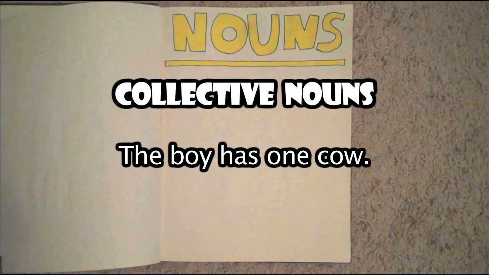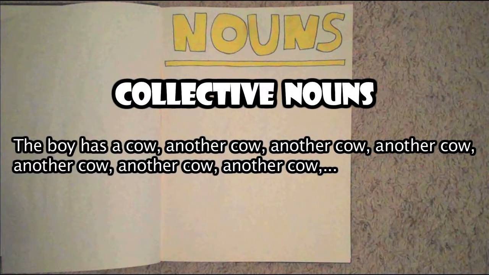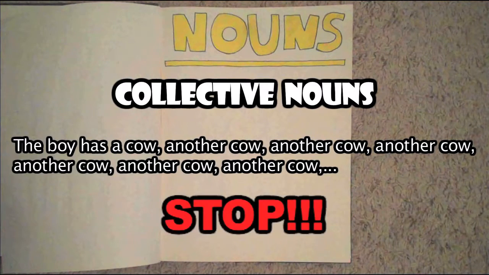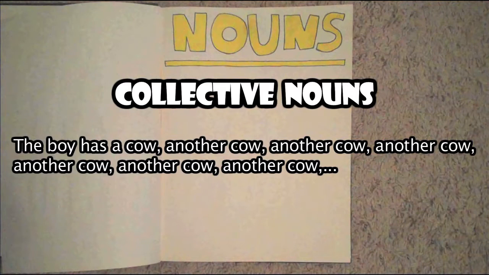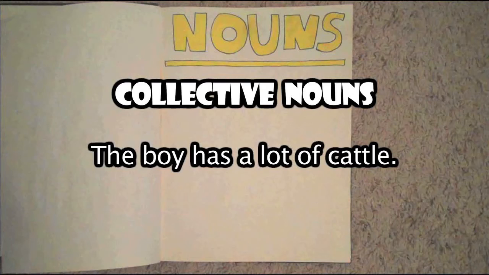Take a look at this sentence. The boy has one cow. So far, I don't see any uses for a collective noun, so it's correct so far. Okay, now let's add some more cows. Our sentence could say, the boy has a cow, another cow, another cow, another cow, another cow, another... Hold on a second. Do I really need to add all of those unnecessary nouns? No. What I could say is, the boy has a lot of cattle. Aha! Now that is more like it. Cattle is naming more than one cow. Thus, the word cattle is a collective noun.